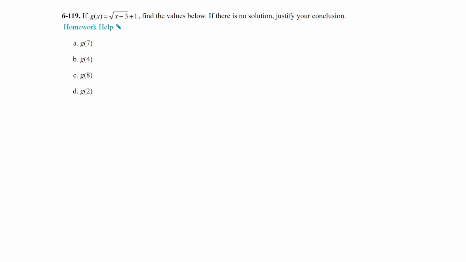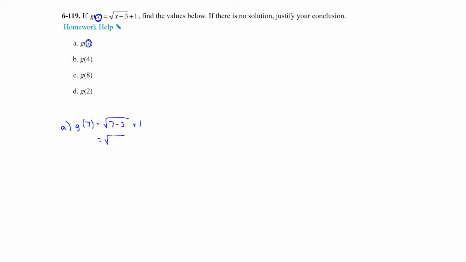Question 119. If g of x equals the square root of the quantity x minus 3, and then plus 1 on the outside, find the values below. If there is no solution, justify your conclusion. So on part A, it's g of 7. So what you're saying is, for every x value, you're going to replace it with 7. So this is equal to the square root of 7 minus 3, that's underneath the radical, and then plus 1.